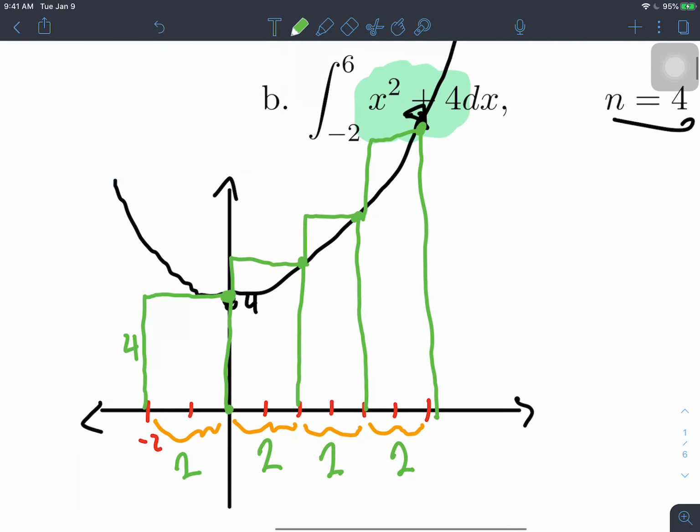Okay, and how about this one here? What should I do to get that height? 2 squared plus 4. Okay, and I get 8. And the next one? 4 squared plus 4. Mm-hmm. 20. And how about this last one? 6 squared plus 4, so it'd be 40. Yep.